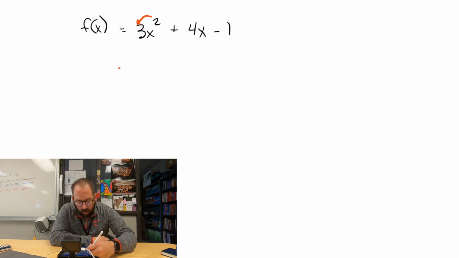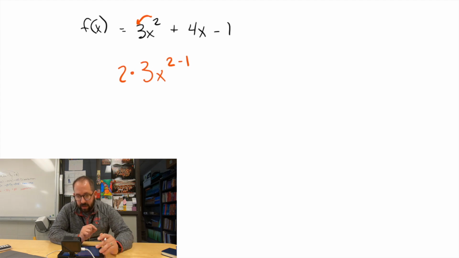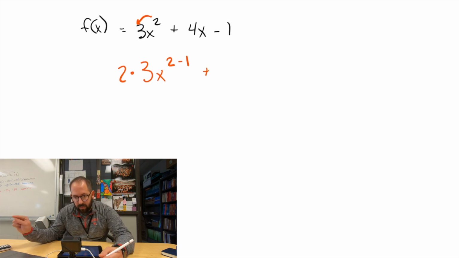You drop the power out front first. That's what you do. And then you subtract 1 off the power. That's how you do it every single time. It's called the power rule. You drop the power up front, it gets multiplied on, and then you subtract 1 off the power. And you keep doing that as you go down the row.